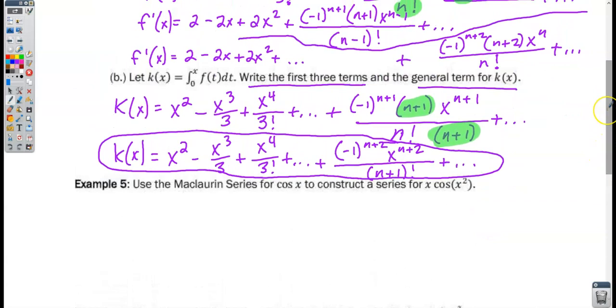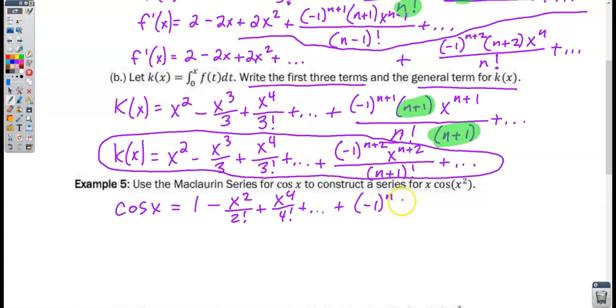All right. Example 5. Use the Maclaurin series for cosine of x to construct a series for x cosine of x squared. All right, so the series for cosine of x is 1 minus x squared over 2 factorial plus x to the 4th over 4 factorial, etc. Up to the general term, which is -1 to the n, x to the 2n, all over 2n factorial.